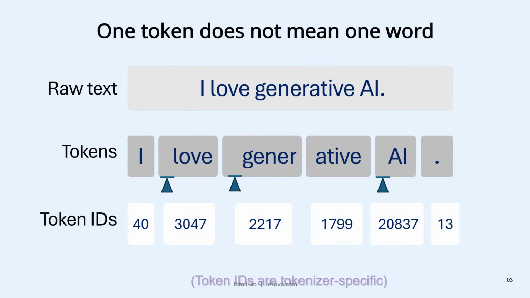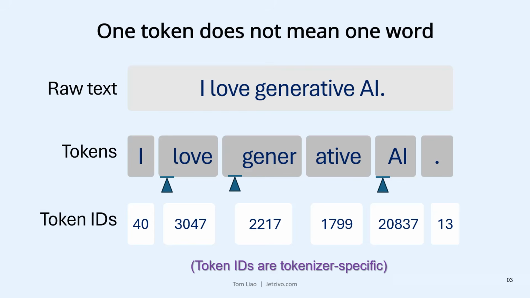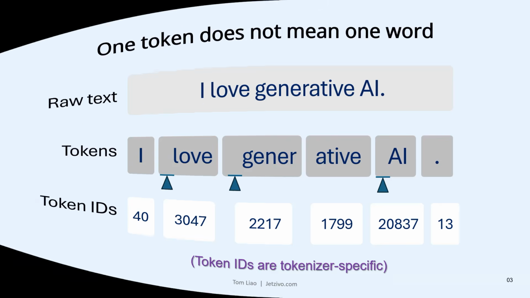A common misunderstanding is that one token always equals one word. It does not. A token can be a single character, part of a word, a complete word, punctuation, or a common character sequence. In this example, generative may be divided into generative, and some tokens may even include a leading space. The exact result depends on the tokenizer the model uses.